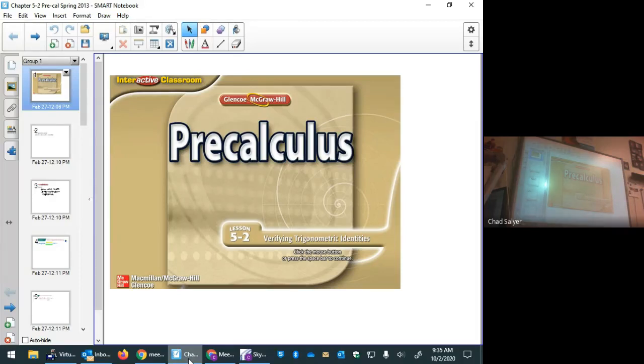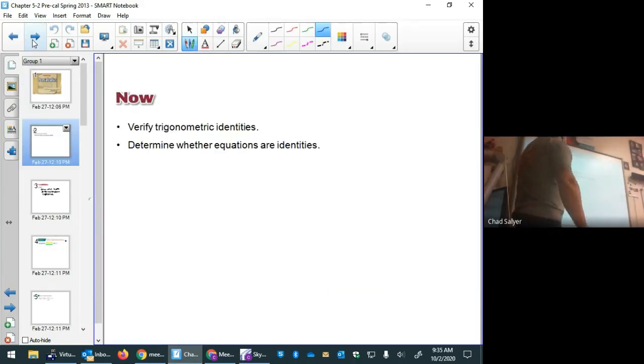All right, so let's talk about Chapter 5, Part 2. Verifying trigonometric identities. So when you have an identity that is in question, in other words, we're not sure if it's an identity or not, the process to verify that identity is to show that each side is the same expression. And there's several different tactics we're going to use to make that happen. But the goal is to show the equation is the same.